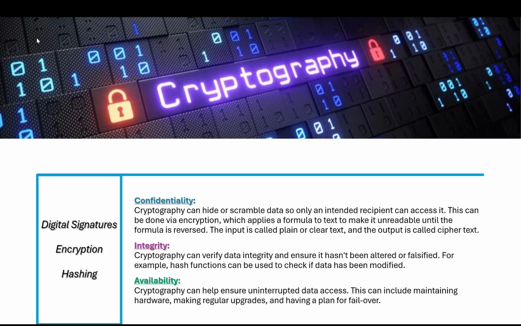Now, for availability, cryptography can ensure uninterrupted data access. So this could include maintaining hardware, making regular upgrades, having a plan for failover. So again, it does affect all three of the different layers.